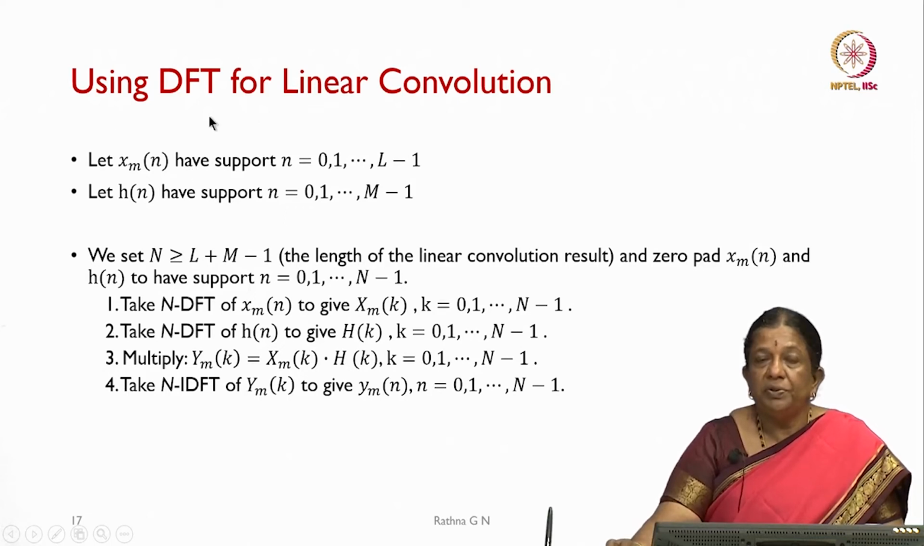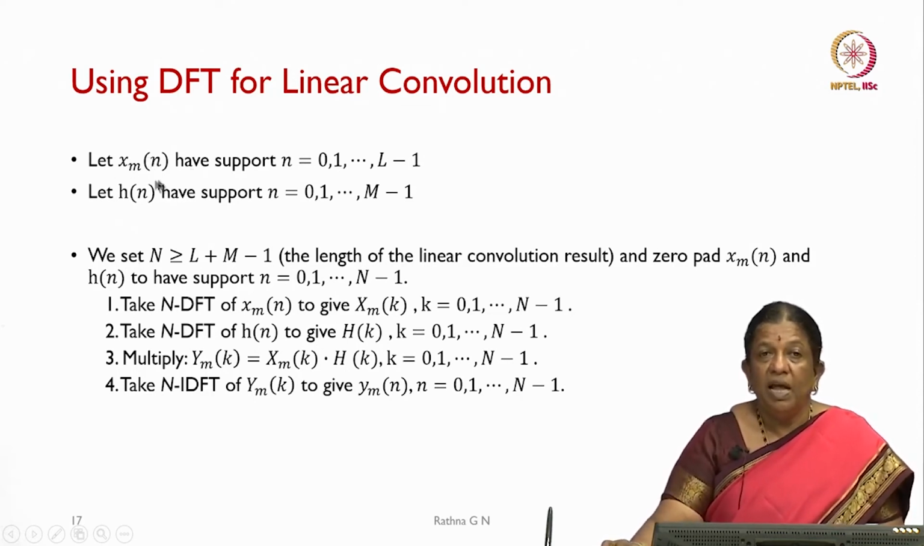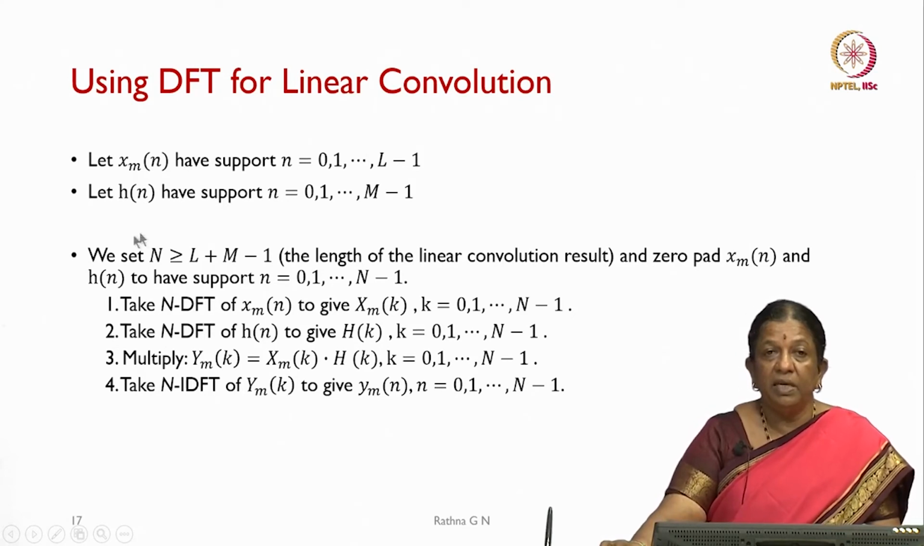So, how are we going to use the DFT for linear convolution? First, we take x_m[n], which has length 0 to L minus 1, and h[n], the other sequence, which has support n equal to 0 to M minus 1. In this case, one of them is the signal and h[n] is the filter. If it is a FIR filter, h[n] represents the B coefficients of the filter. So this is one length, and the other one is L, the input length.